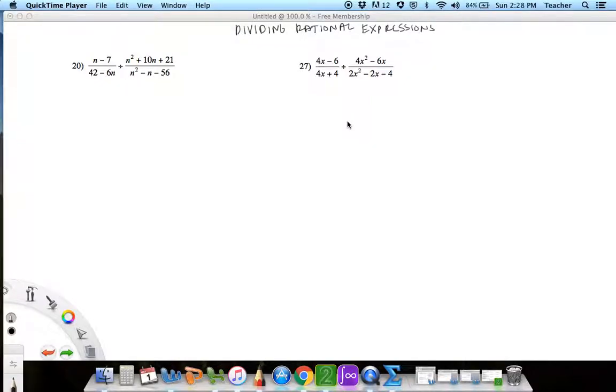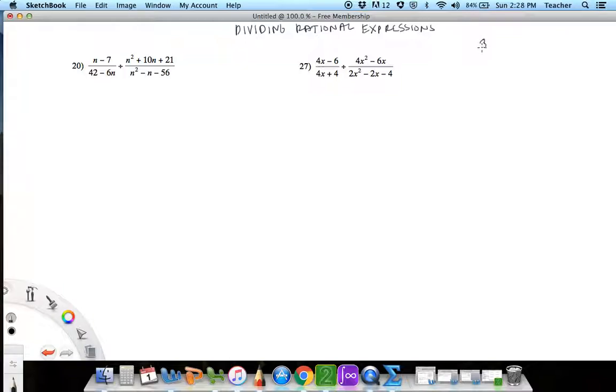Hey everybody, welcome to the video on dividing rational expressions. Now this is straightforward, we only have two problems here, so this is a very straightforward concept because it is very similar to the concept we just did in multiplying rational expressions, just like the way in which we multiply and divide fractions.